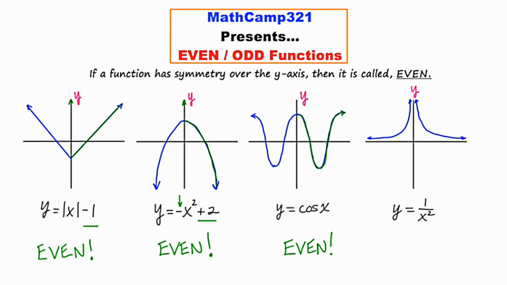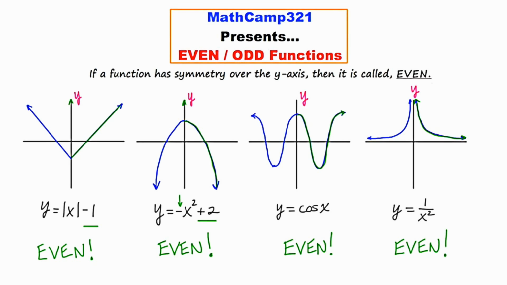And finally, we go to another function, y equals 1 over x squared. 1 over x squared is also an even function. It does exhibit symmetry over the y-axis. I'm going to shade the side on the right green. Now if I were to fold this graph over the y-axis, the green part would line up exactly with the blue part, which would make this an even function.